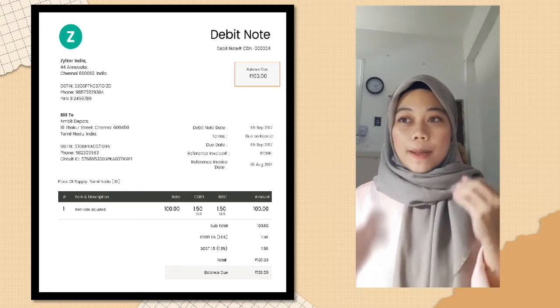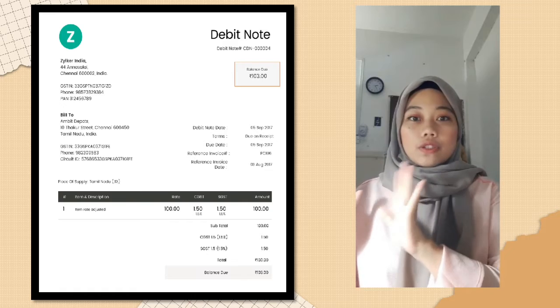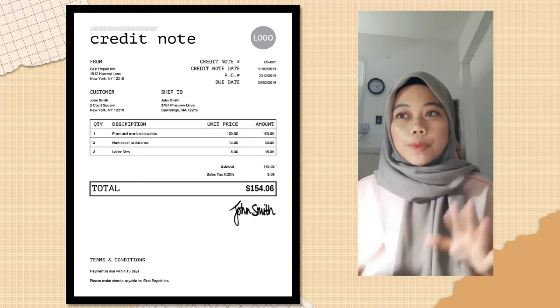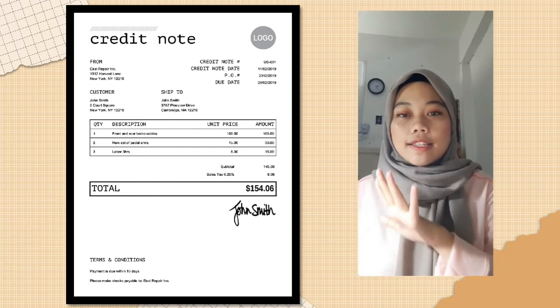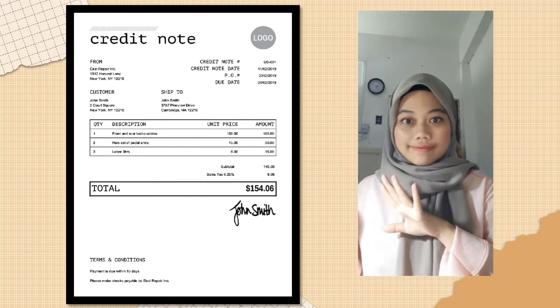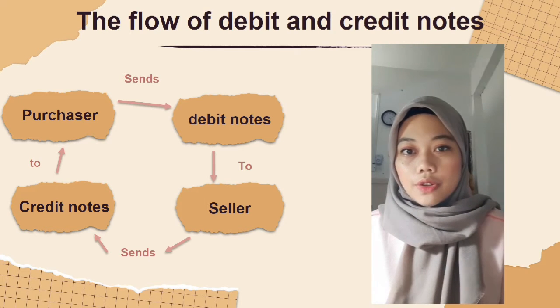So here is the example of a debit note that I took from Google. This is the source document, which is the debit note. The second source document is the credit note. This is the example of a credit note. I also took these pictures from Google. This is the flow of credit and debit notes.